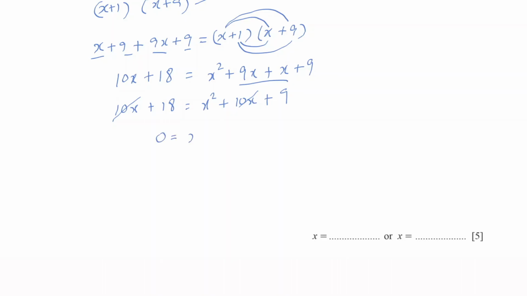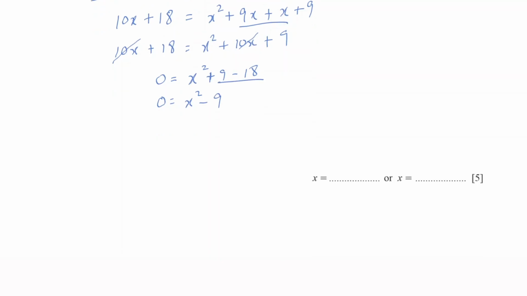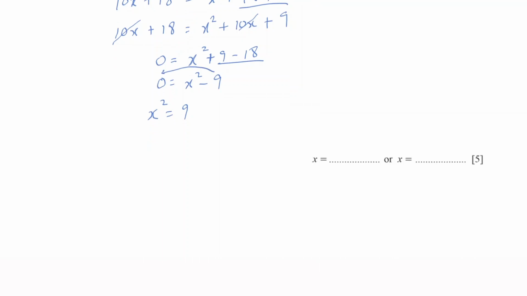If I take this 18 over to the right hand side, it will be x square plus 9 minus 18, and 0 on the other side, because I shifted the 18, so there is nothing left. So x square minus 9, because 9 minus 18 is minus 9. We can shift this minus 9 over to the left hand side, so x square equals plus 9.